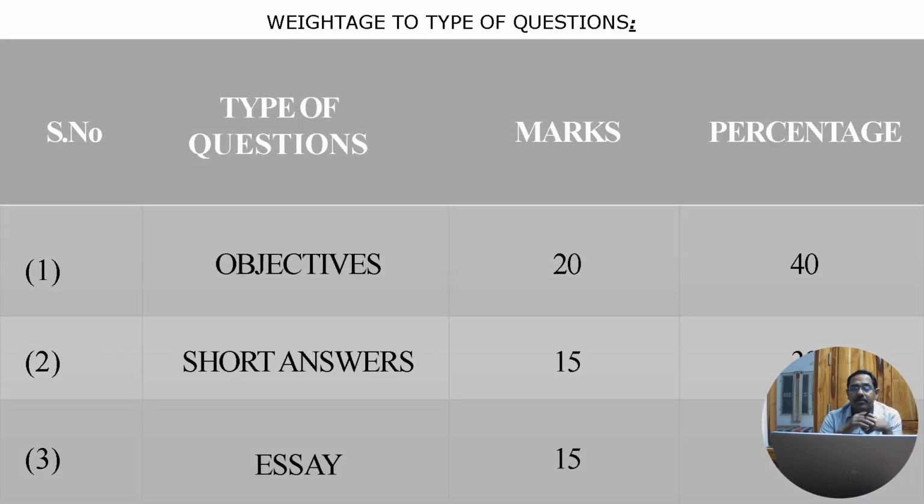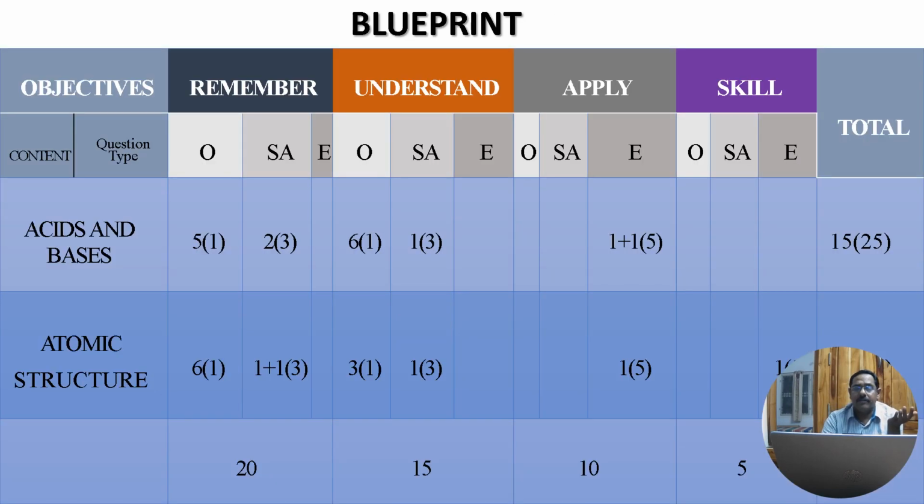And then the weightage to the type of questions. Generally, questions will be of three types: objective, short answer, and essay. So how much weightage are you giving? Objectives may be more, since they are objective, and the marking is better than for subjective types of questions such as short answers and essay. And this is what we call a blueprint.